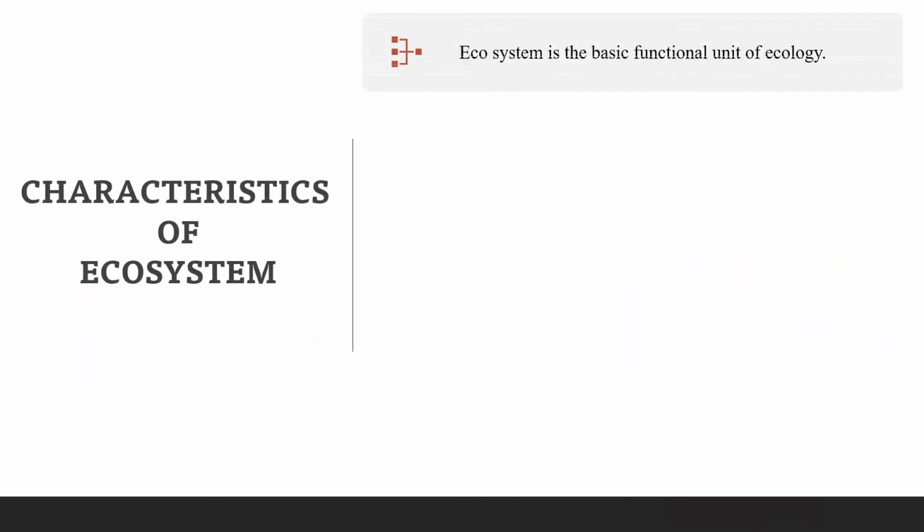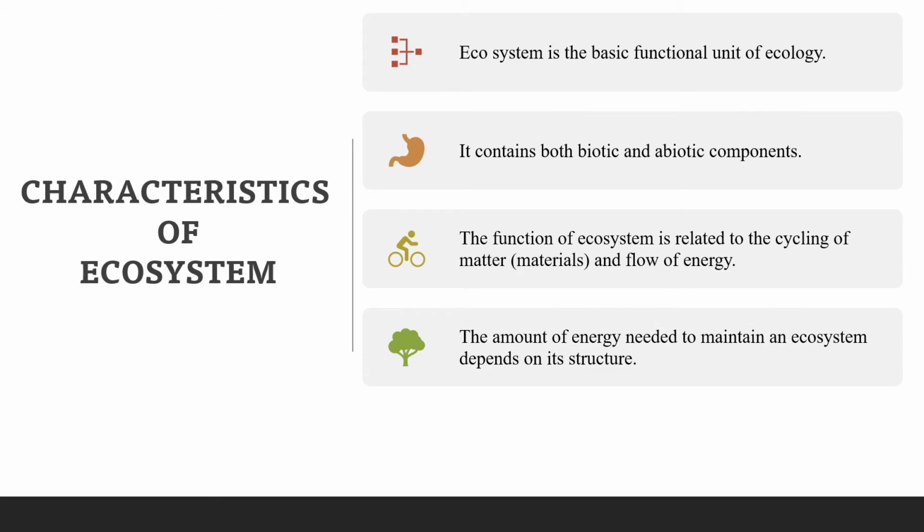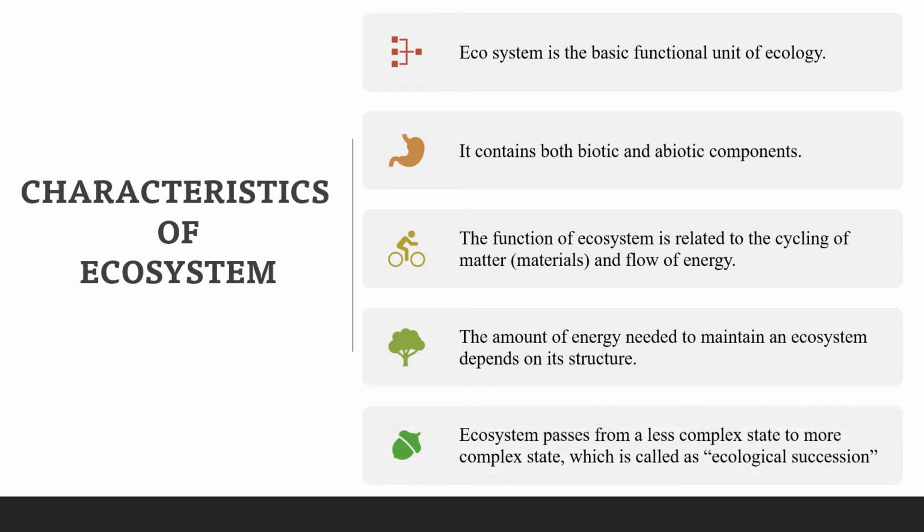Let's have a look at the characteristics of ecosystem. Ecosystem is the basic functional unit of ecology. It contains both biotic and abiotic components. The function of ecosystem is related to the cycling of matter, that is material, and flow of energy. The amount of energy needed to maintain an ecosystem depends on its structure. Ecosystem passes from a less complex state to a more complex state, which is called ecological succession.